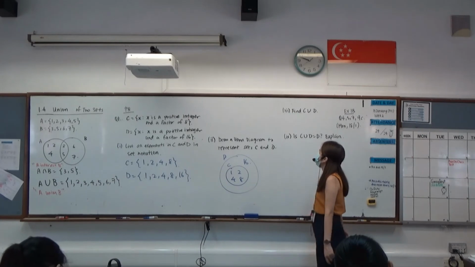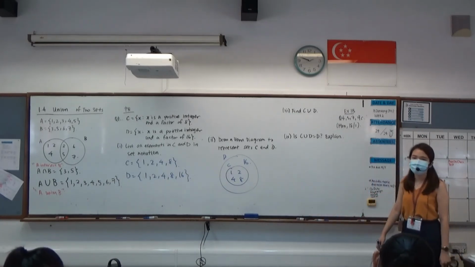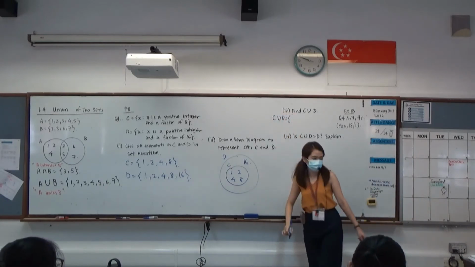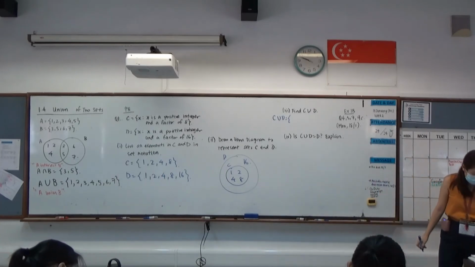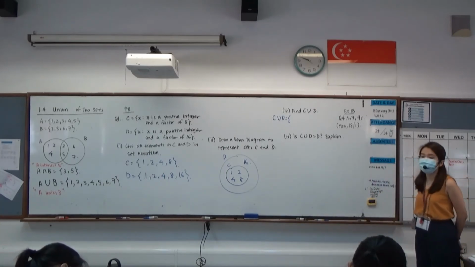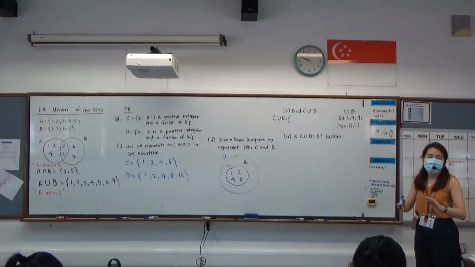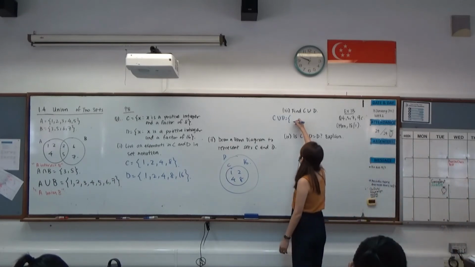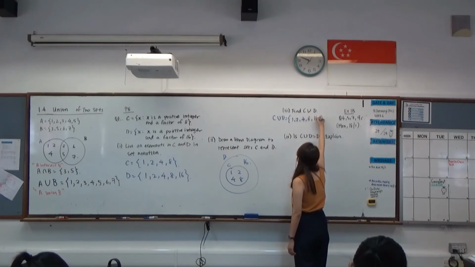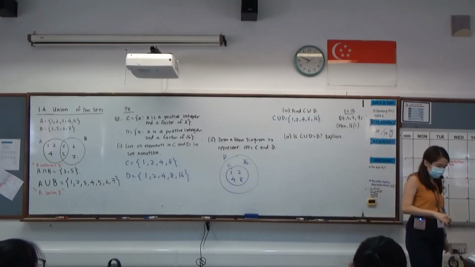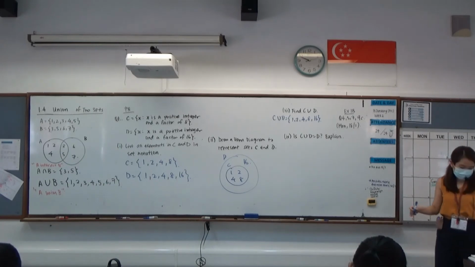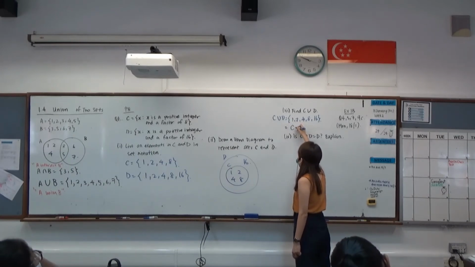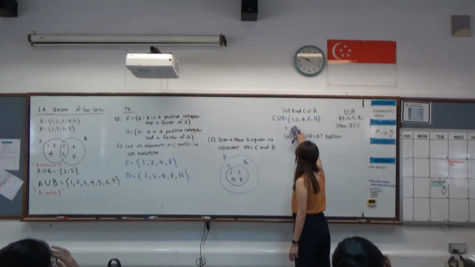So part 3, find C union D. What would C union D be equal to? Will you list out the elements for me first? What would the elements be in it? Emily? 1, 2, 4, 8, 16, right? Okay, so those will be the elements in the set C union D. You may also say that it will be the set D itself.